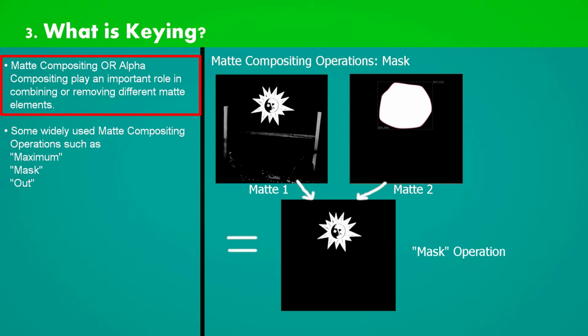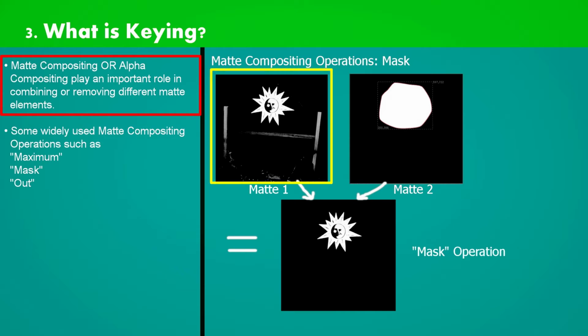Matte compositing or alpha compositing operations play an important part in combining or removing different matte elements. Looking at this example, the same example we saw earlier in the garbage matte chapter, we can now see how matte compositing operations are used to remove or combine different matte elements.